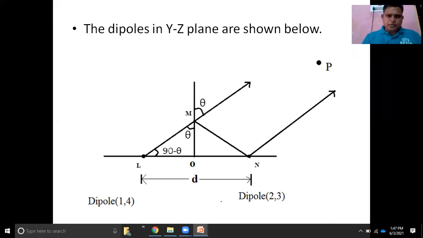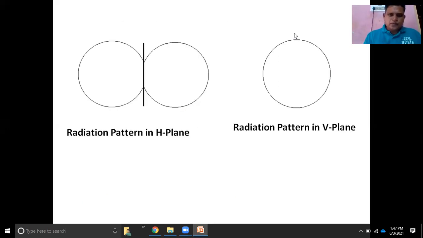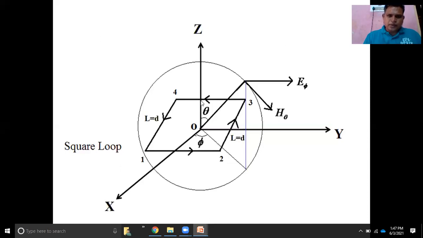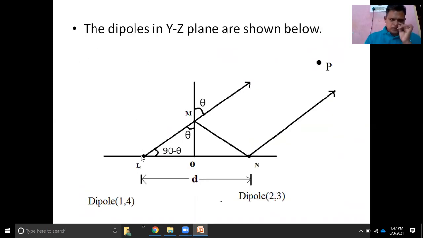For our derivation, the dipoles in the YZ plane are shown below. In this YZ plane, these two dipoles look like two points. This is one short dipole and here is another short dipole. Clearly you can see that if the electromagnetic waves from this dipole want to reach this observation point, compared to the other dipole, the radiation coming from this dipole has to travel a longer distance. This distance is called the path difference.